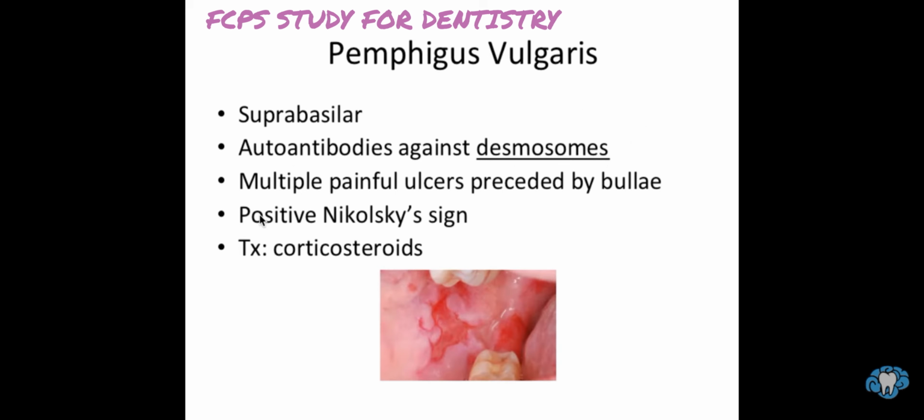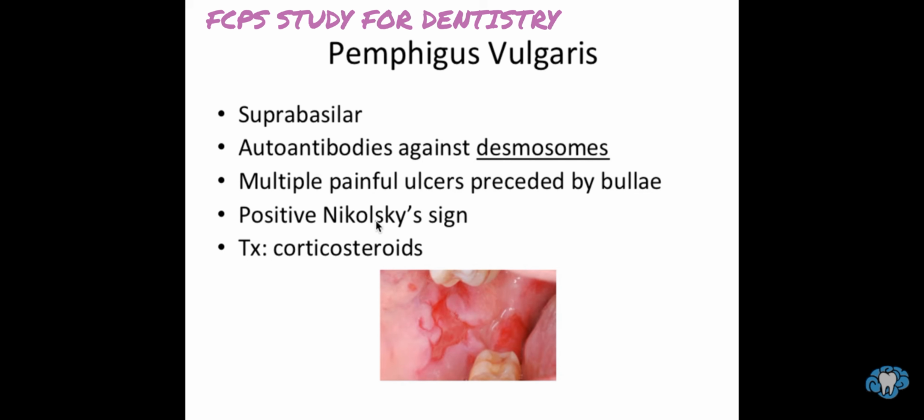Next, we have pemphigus vulgaris, which is the first of two types of these diseases that we're going to talk about. So pemphigus vulgaris is suprabasilar. We'll come back to that. It involves autoantibodies, so we can think of that ANA test, again, being something we could do. And the autoantibodies are against desmosomes. So this is super important here. It has multiple painful ulcers preceded by bullae, so big fluid-filled vesicles, and they pop and leave these painful ulcers behind. It also has positive Nikolsky's sign.